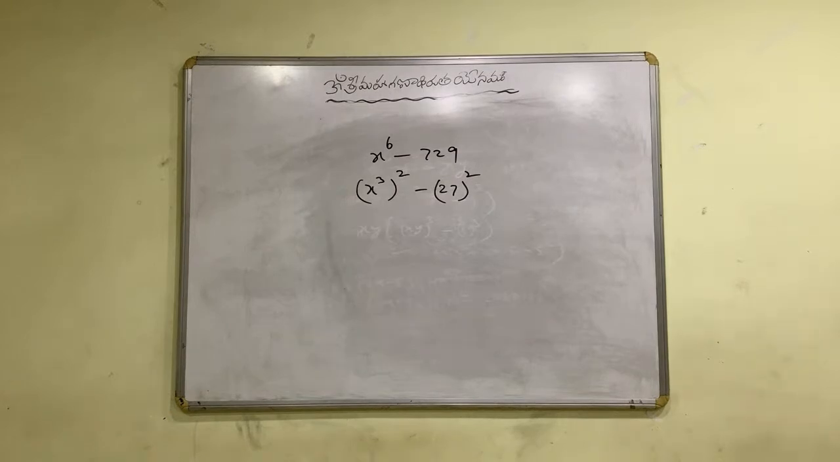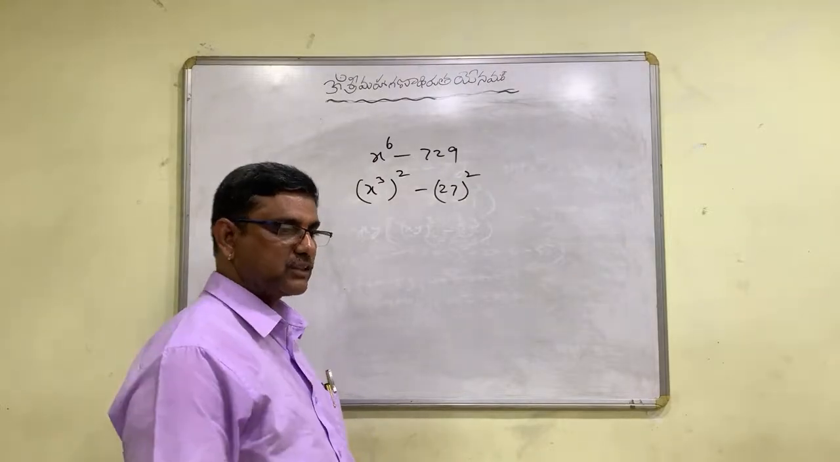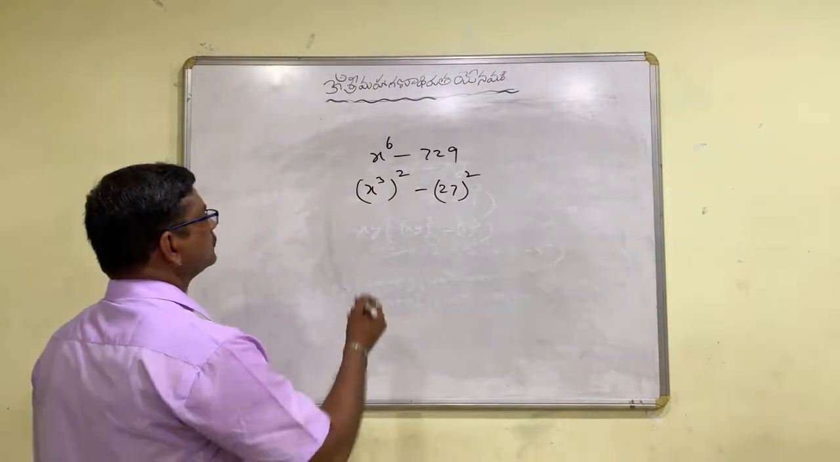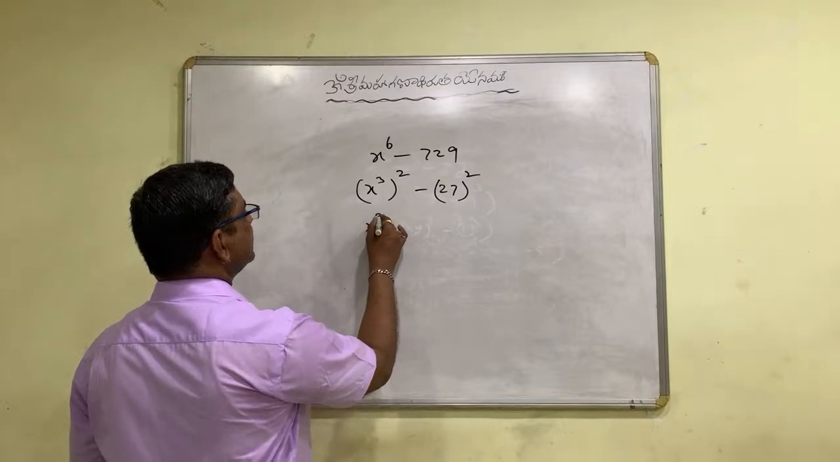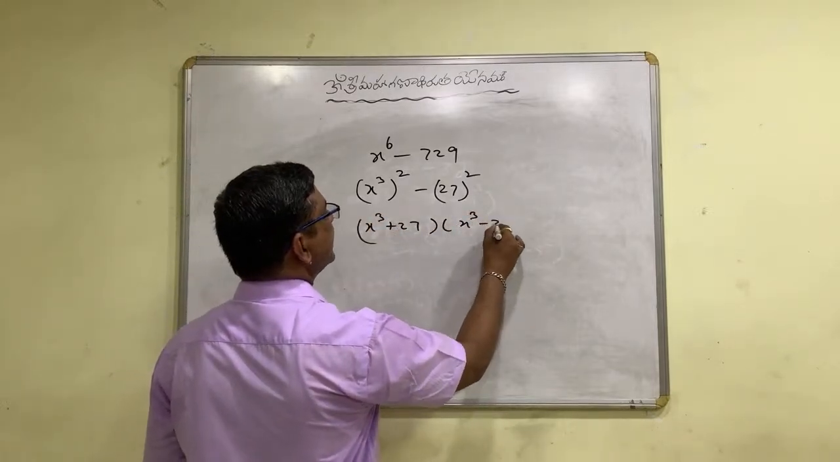See, x power 6 I am writing as x cube whole square, and 729 I am writing as 27 whole square. So now the problem is converted into a square minus b square form. So a square minus b square is nothing but a plus b into a minus b.